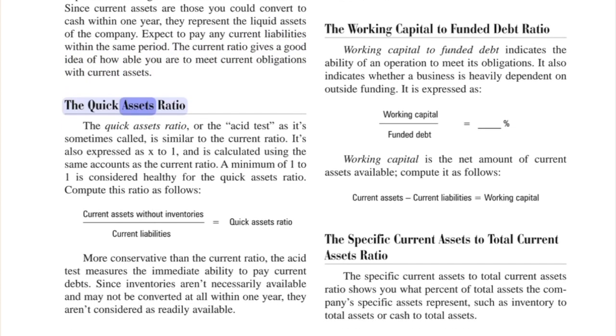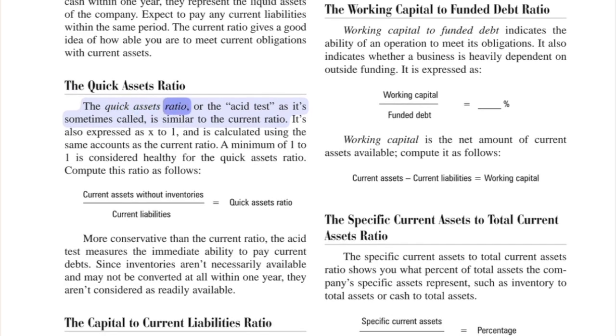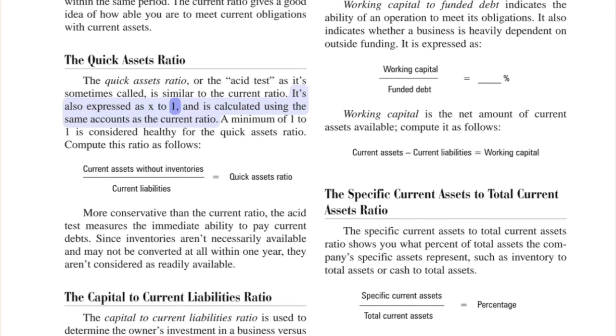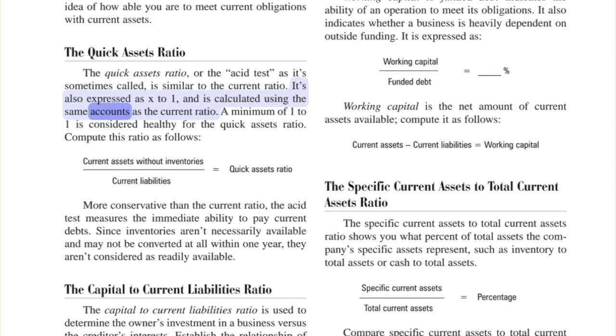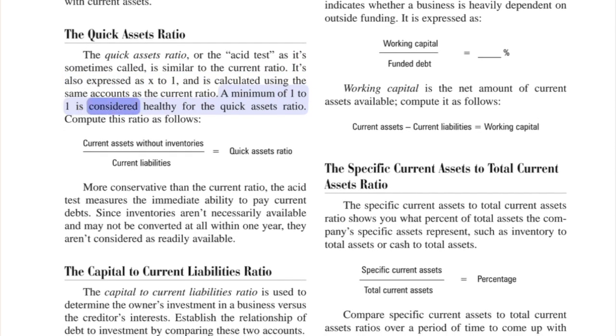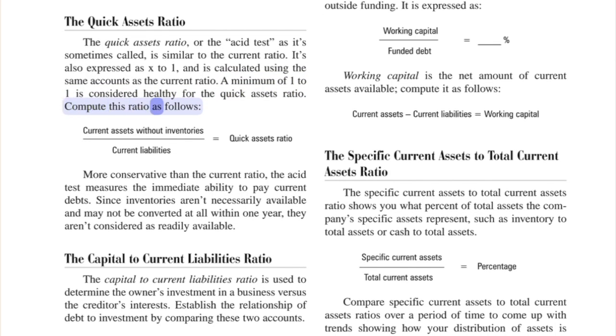The quick assets ratio. The quick assets ratio, or the asset test, as it's sometimes called, is similar to the current ratio. It's also expressed as X-to-1 and is calculated using the same accounts as the current ratio. A minimum of 1-to-1 is considered healthy for the quick assets ratio. Compute this ratio as follows.